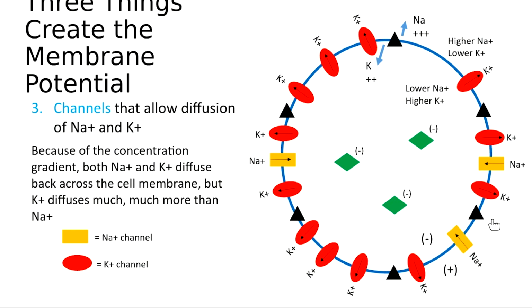Here's the last thing that sets up the situation so that we've got positive on the outside, negative on the inside in relation to the cell membrane. So here my diagram gets a little bit more complex. You can still see those sodium-potassium pumps. You can still see those negatively charged proteins that are present here. But what I want you to notice now is that we've also got some channels.